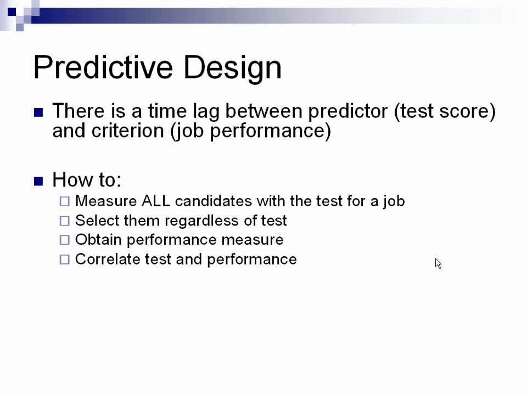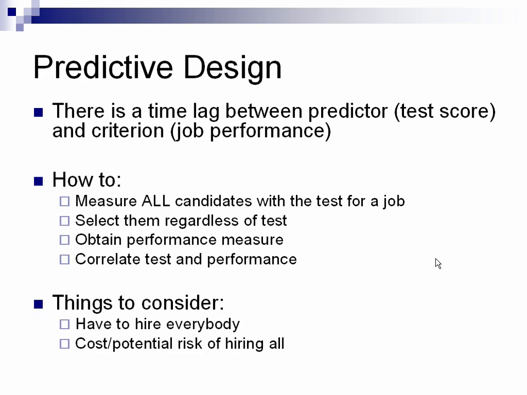What you typically do with this sounds a little strange, but what you do is you measure all of the job candidates with the test for a job, and you select them regardless of the test. So you're going to use something else to select them. And then maybe 6 months later, you obtain a performance measure. So you might ask supervisors for job performance measures, and then you're going to correlate their performance on the test and their job performance ratings. But something you have to consider with this design is that it's kind of a dilemma, because you hire everyone, and that's not necessarily a great decision if you hire people who may not be people you want on the job.